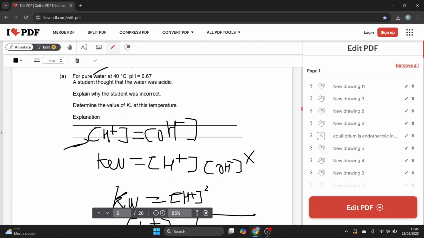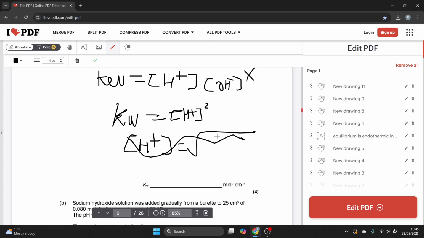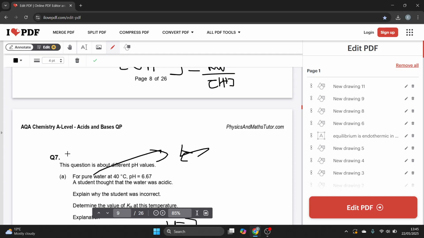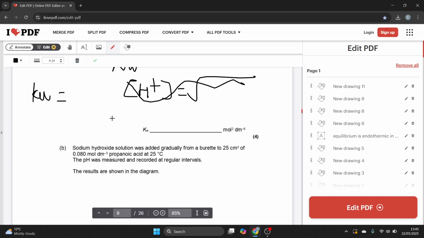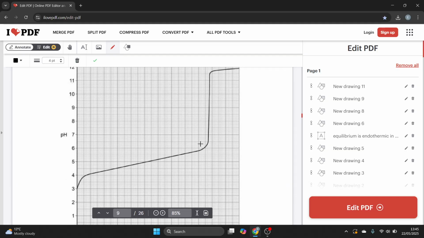No. I want to work out the value of Kw. So Kw equals H plus, well, H plus equals 10 to the power minus pH, 10 to the power minus 6.67. So it's going to be 10 to the power minus 6.67 all squared, which is 4.57 times 10 to the power minus 14. Nice, 4 marks.